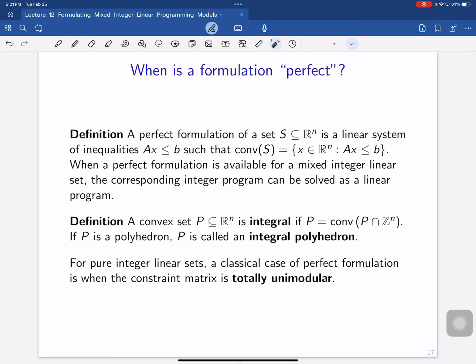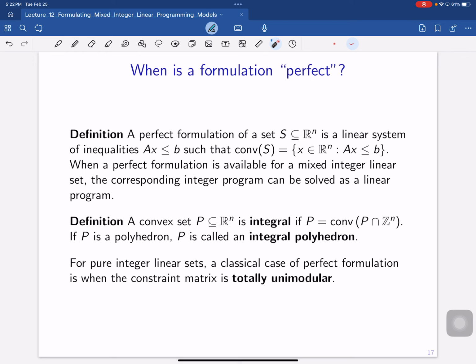Now, this idea is the so-called perfect formulation. What does a perfect formulation mean? If you have a set S, which may represent a mixed integer linear programming problem, and you have a set of inequalities, and you can show that the convex hull of this set is nothing but those linear inequalities, then you see this Ax ≤ b is a perfect formulation, since it is equal to the convex hull.